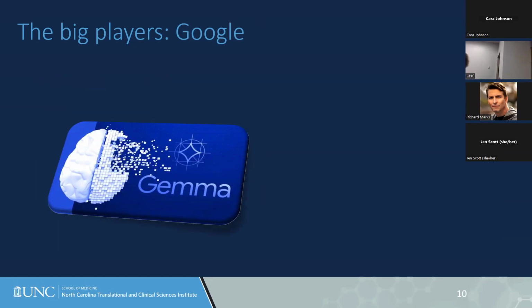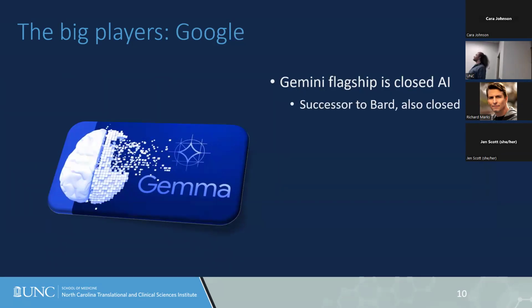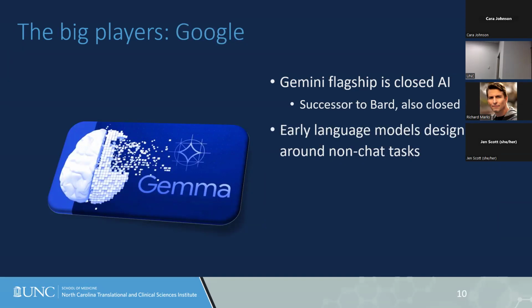Google is definitely a big boy, right? Their flagship is Gemini, that's closed and proprietary. It replaces Bard, which was also closed and proprietary. Google also had a number of early large language models before they started to attract the kind of attention that ChatGPT did: BERT and T5. And these are interesting because they are built on a different architecture than ChatGPT. They are not strictly chat AIs. They're designed for other tasks.